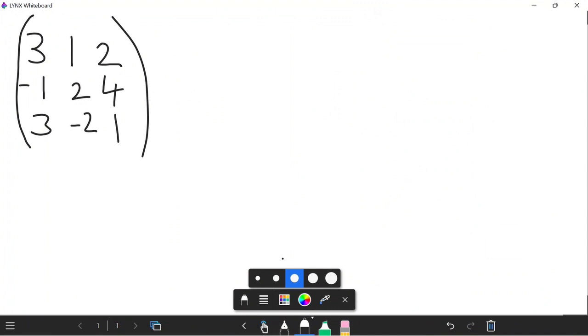Since this is a 3 by 3 matrix, we are going to do it a bit differently, because the first thing that you're going to do is take the elements in the first two columns and copy them on the other side of the brackets. So this is what I mean. I'll take 3, negative 1, and 3. That is the first column. The next column is 1, 2, and negative 2.